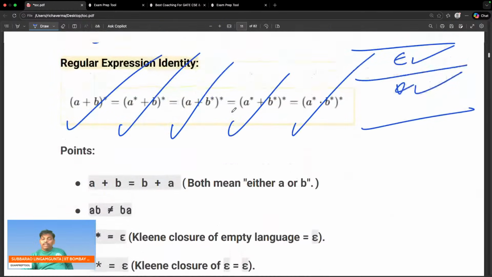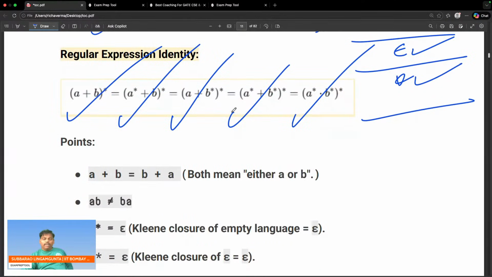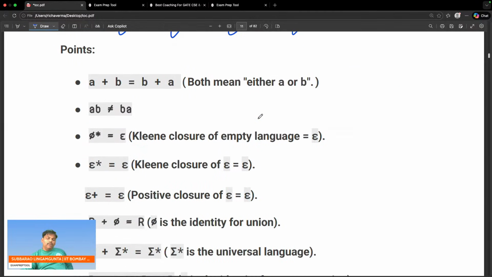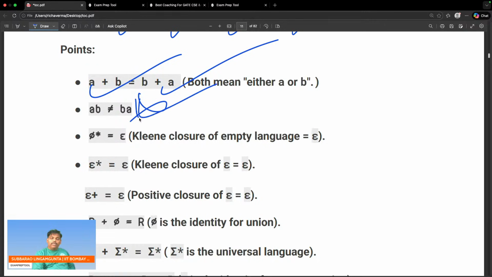These are very easy subjects. I think (A+B)* can be written many ways, a few of which I've written here. Next one, A+B and B+A are both the same. At the end of the day, it's A union B. But AB and BA are not the same. Be careful: AB and BA are not the same.